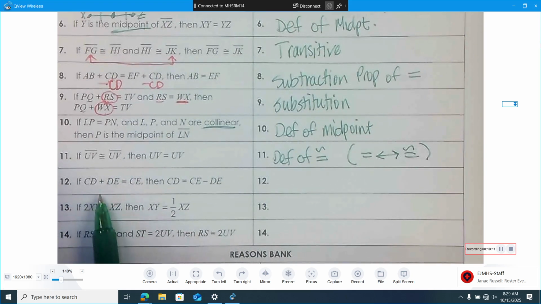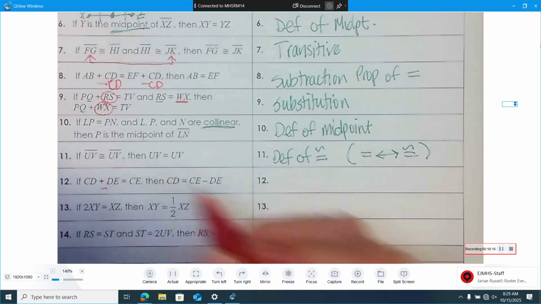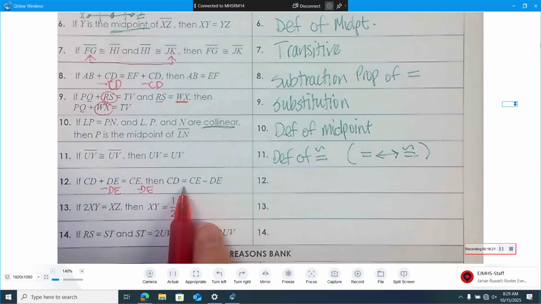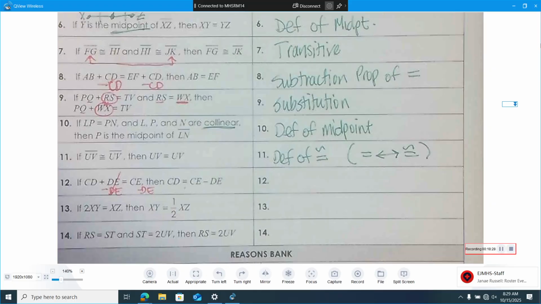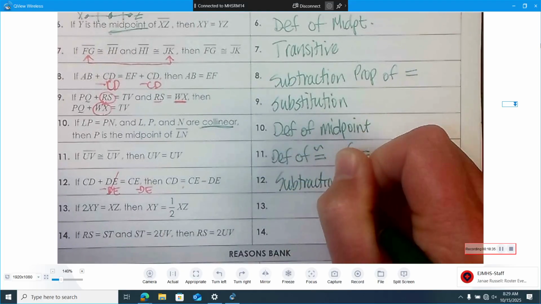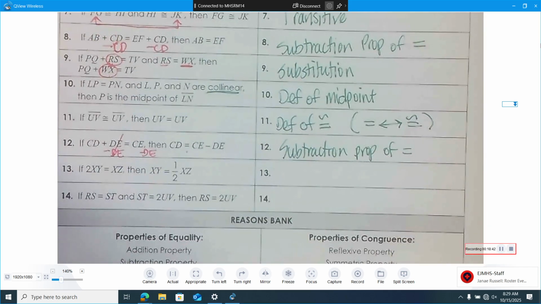Look at number 12. What changed? They are subtracting DE from both sides, so it disappears on the left, just leaving the CD, and then on the right we have CE minus DE, so they are using the subtraction property. Very good. Subtraction property of equality. And it's fun. So much fun. Yay!